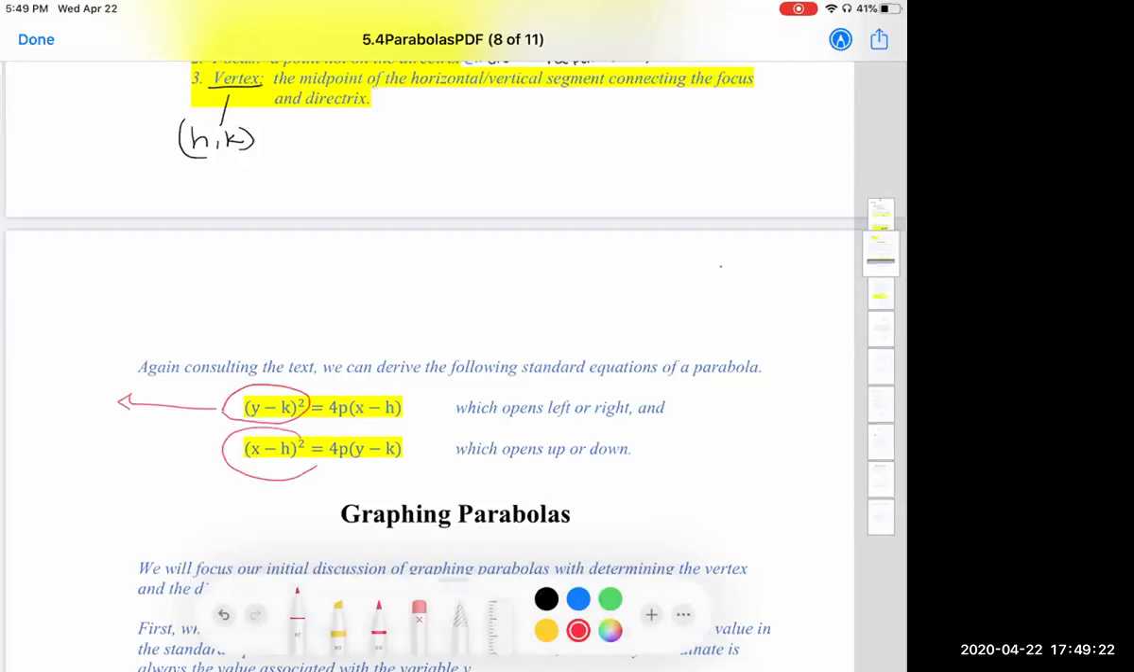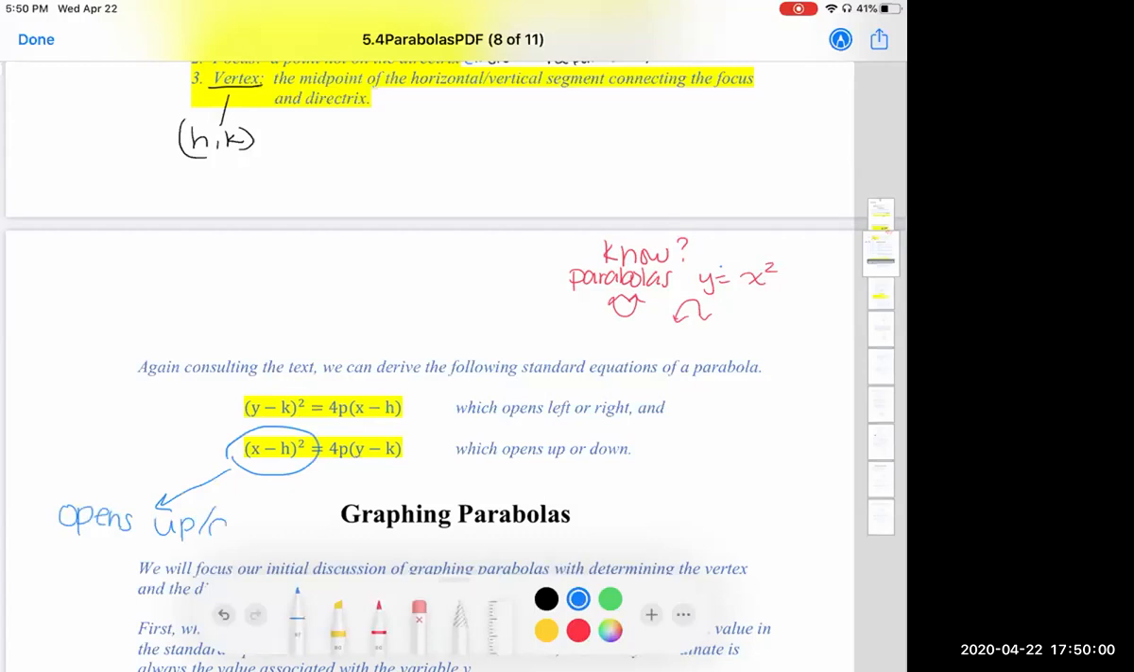Think about what you know. Let's write this on the side. What do you know about graphing parabolas? Well, we worked on them with y equal to something times x squared. When it's x squared, I know it opens up or it can open down, right? So take a look at that bottom one. With that bottom one, I see my x is being squared. So this one is when it opens up or down.